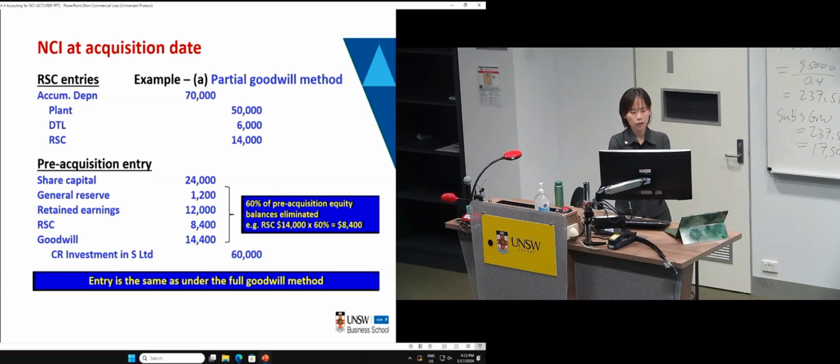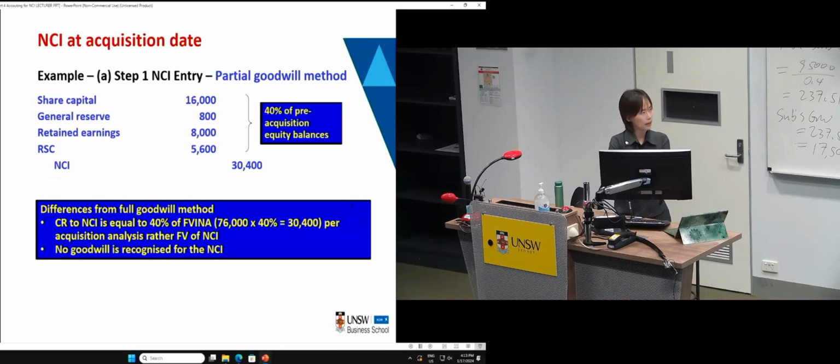Now in addition to that, let's prepare the pre-acquisition entries, also same as before, right? It also won't be affected by the choice of the goodwill method. It doesn't matter whether it is the partial goodwill method or the full goodwill method, the pre-acquisition entry remains the same.